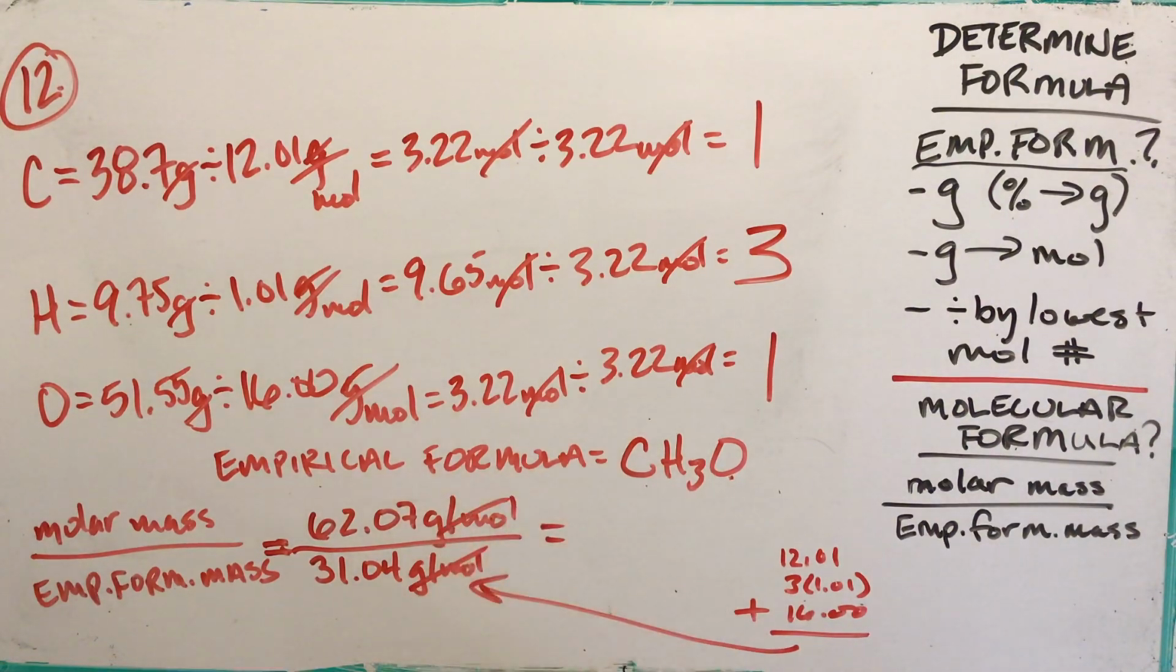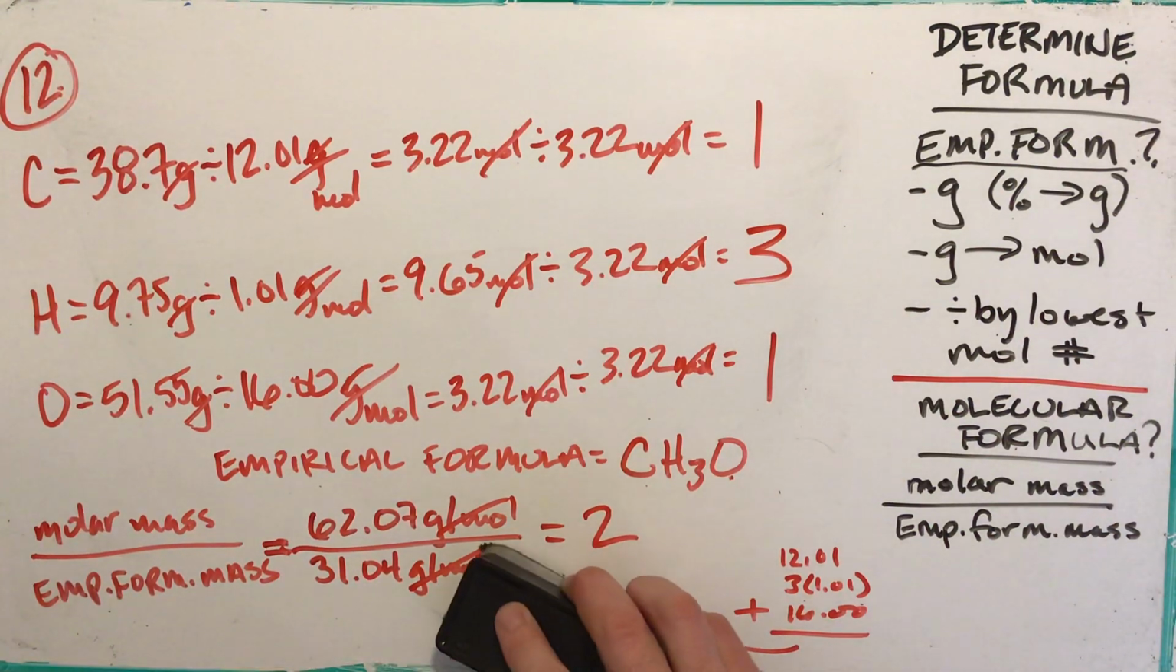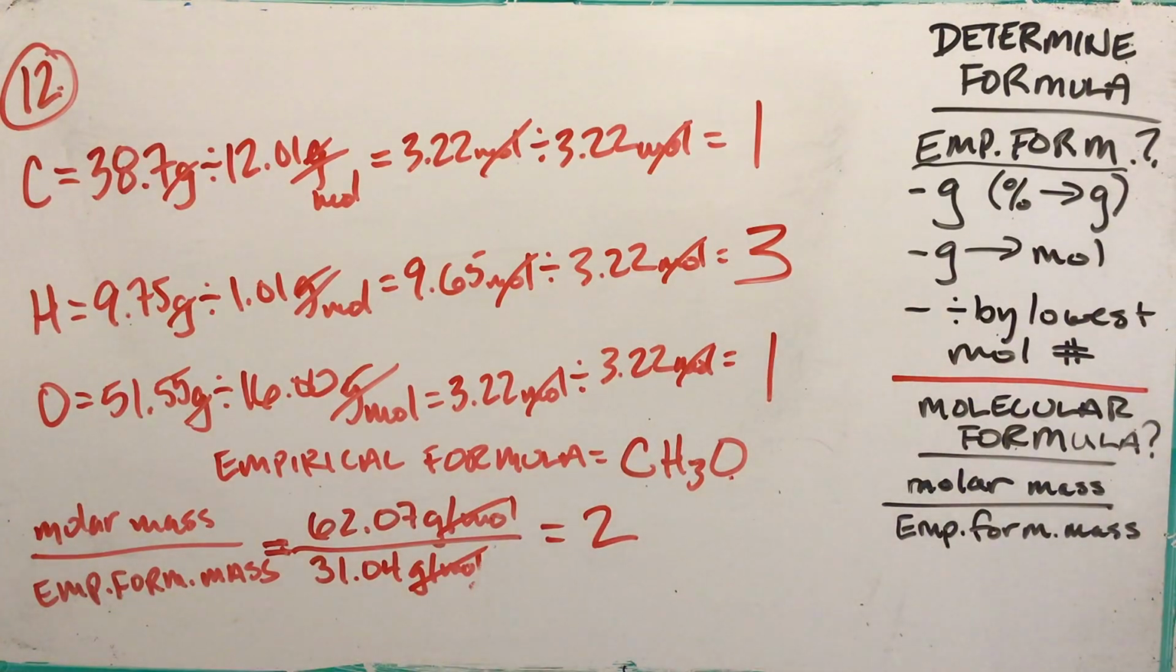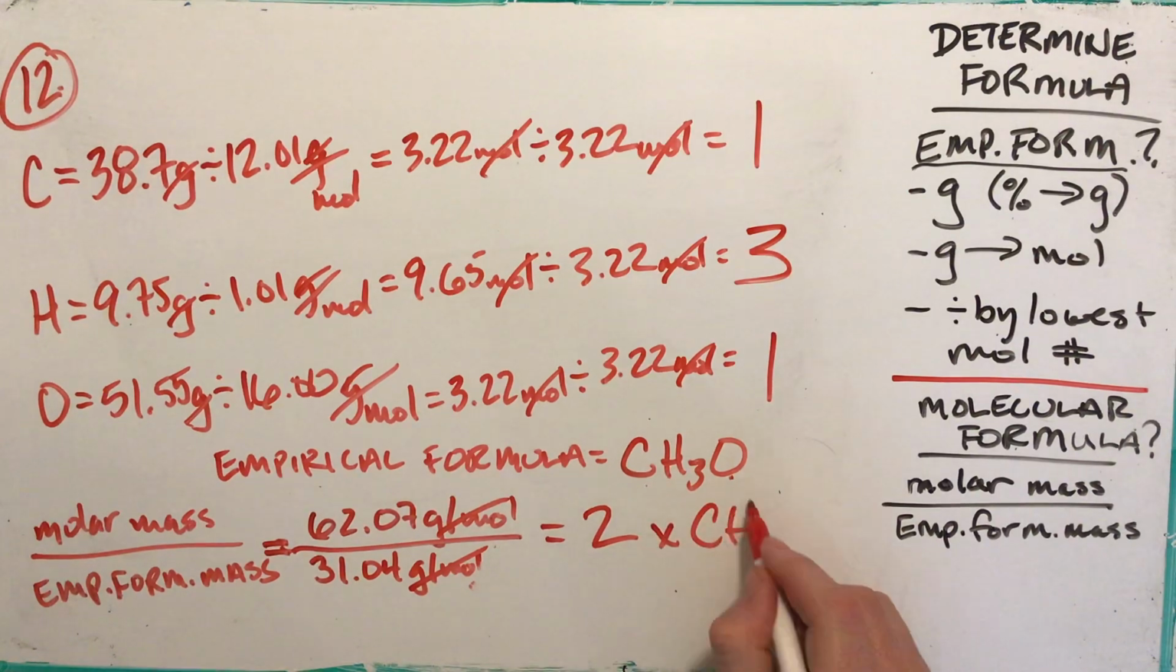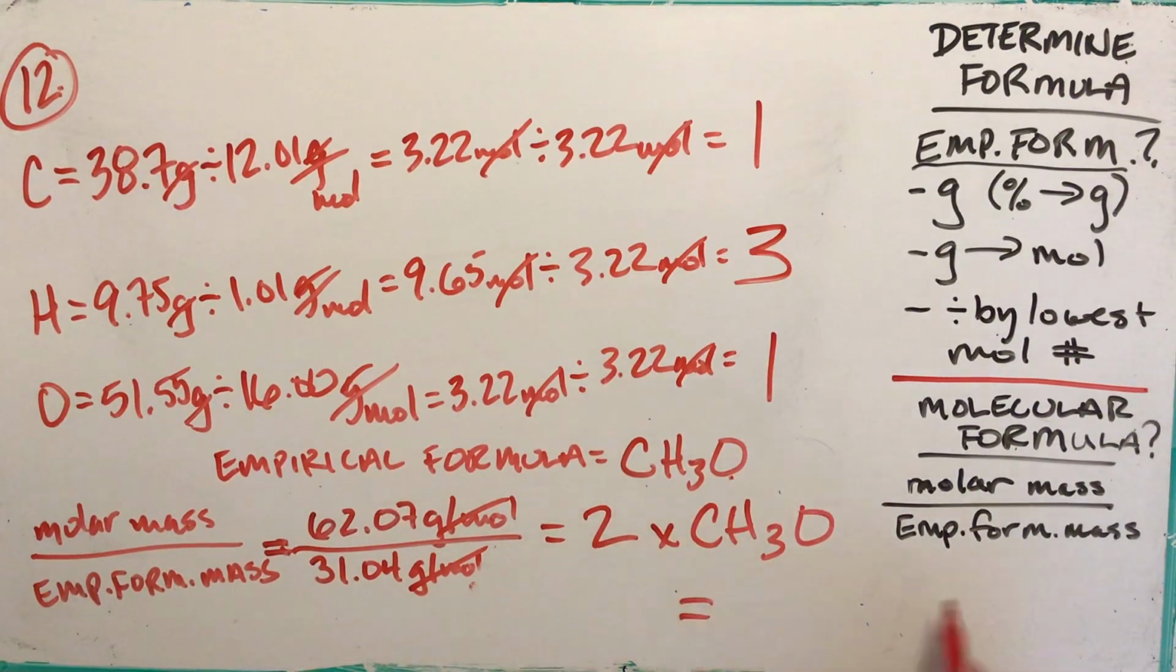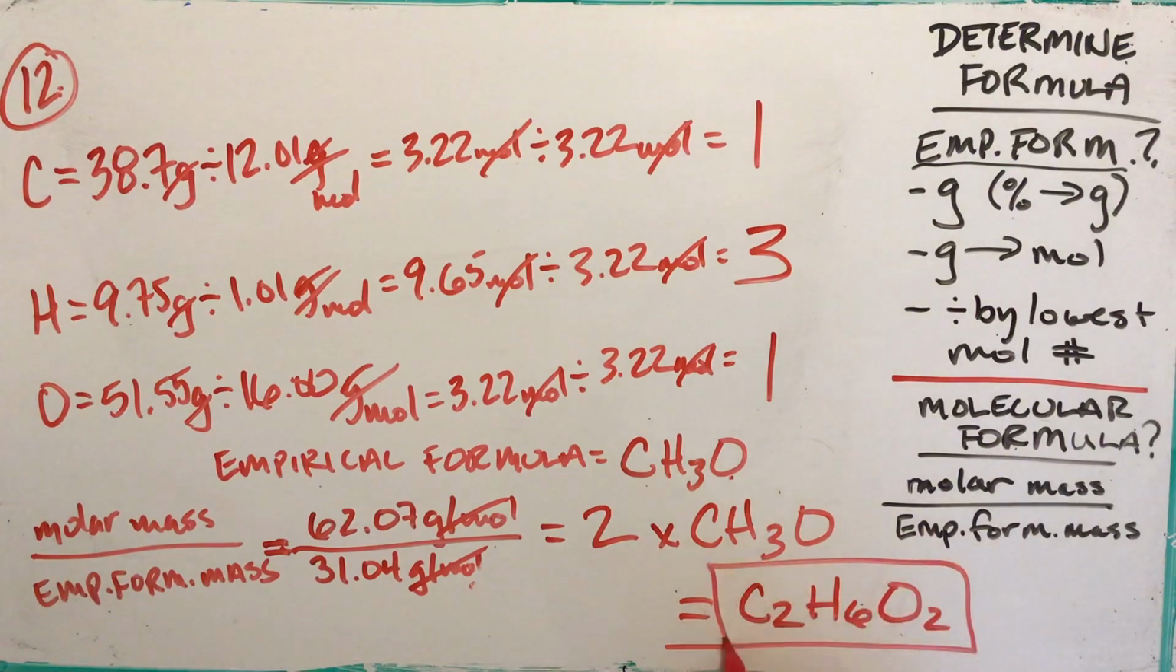And these will cancel. Grams per mole divided by grams per mole leaves no units. And this is going to be 2. So that tells me that the real deal, I need the space, so I'm going to erase that. The real thing is going to be 2 times CH3O. So my molecular formula is going to be C2H6O2. And that's my molecular formula. All right? So those are pretty standard ones.